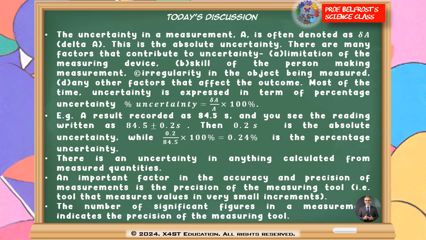An important factor in the accuracy and precision of measurement is the precision of the measuring tool. We always expect the tool that we use to measure values to have a very small increment in the scale, to create a more precise measurement. The number of significant figures in a measurement indicates the precision of the measuring tool. It is also called the resolution.